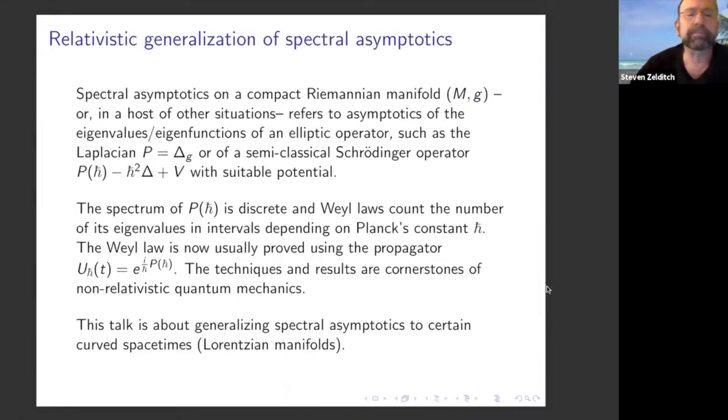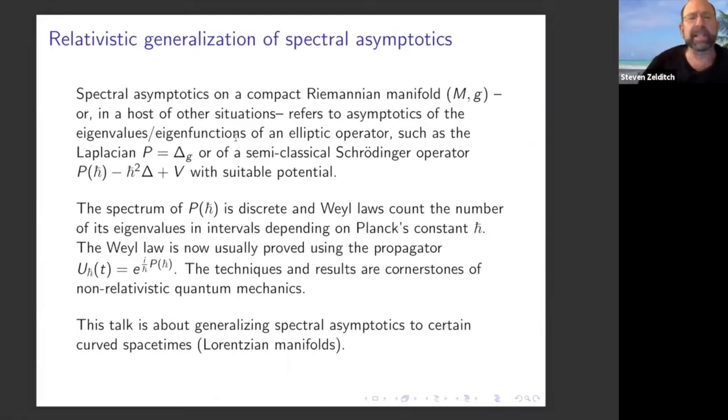So in effect, what we're going to do is give a framework for generalizing essentially any theorem on spectral asymptotics for the Laplace operator or a semi-classical Schrodinger operator on a compact manifold to a stationary space-time, to a general relativistic setting. So I'm sort of assuming everybody here is familiar with spectral asymptotics, but not with general relativity.